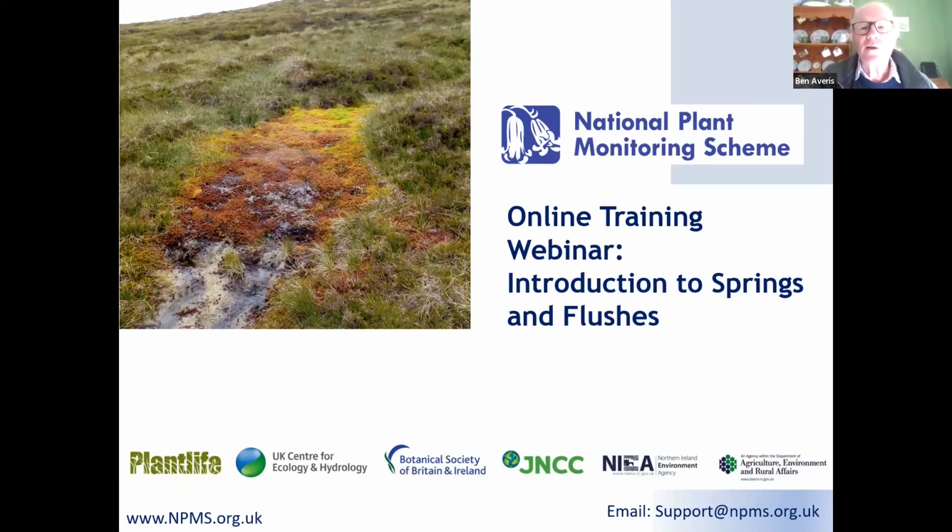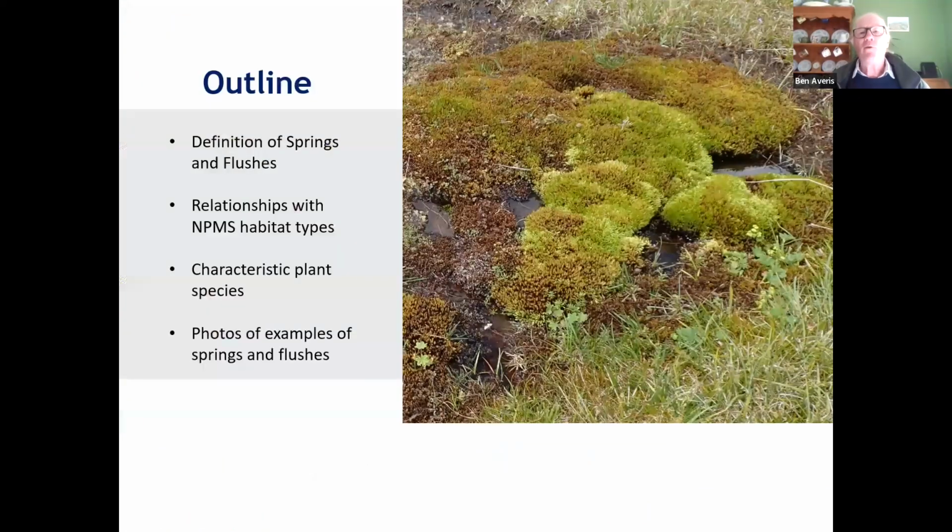So after that, brief outline page of what this presentation includes, which is stuff about the definition of springs and flushes, how they relate to the NPMS habitat categories, broad habitats and fine scale habitat subdivision things, characteristic plant species that we find in these places, and some photos of examples of these, of the habitats and the species.